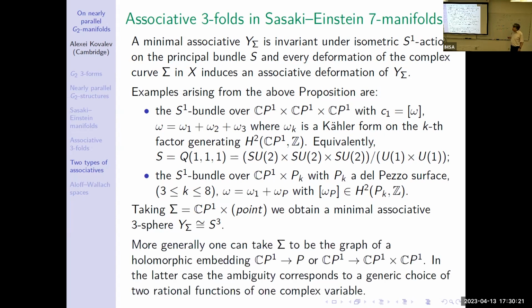But may I ask you why you blow up only up to this many points? Because if you blow up more points, less points.